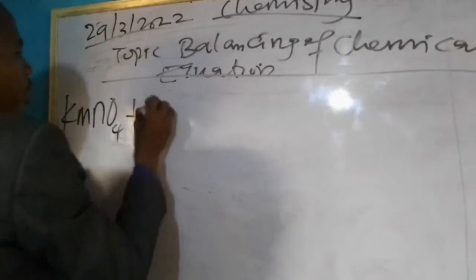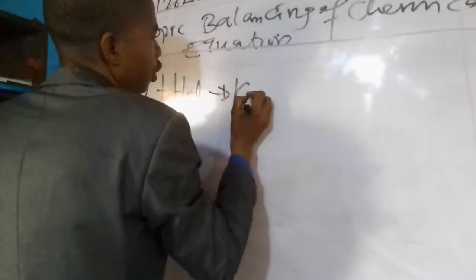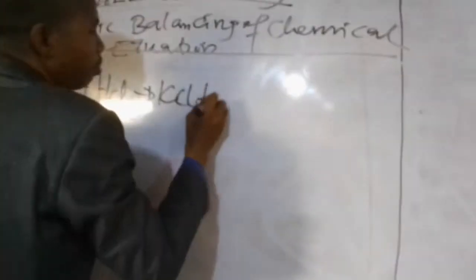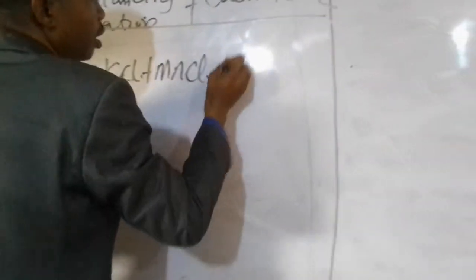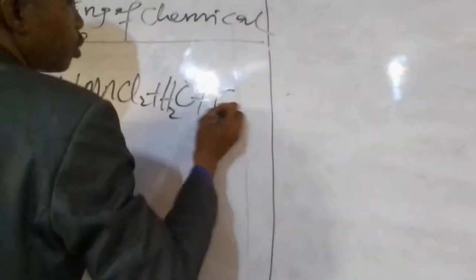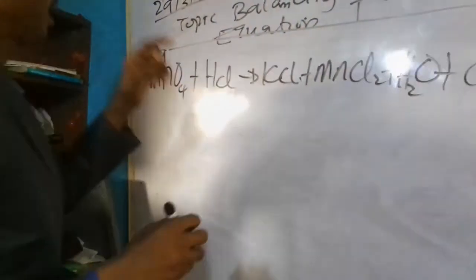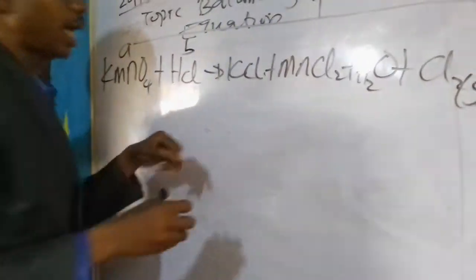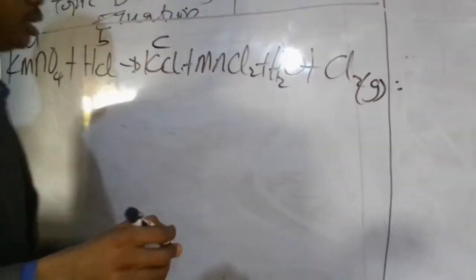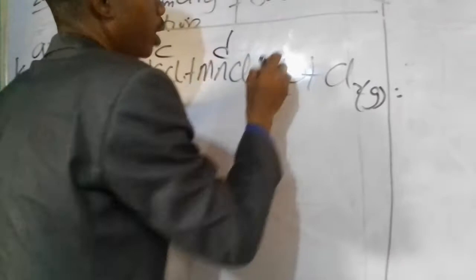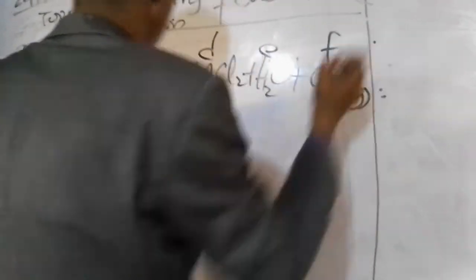How to balance potassium tetrahydromanganate 7 combined with hydrochloric acid forming potassium chloride plus manganese chloride plus water and plus chlorine gas. How do we balance it? Call potassium tetrahydromanganate, all the elements here, A. Hydrochloric acid, call it B. Potassium chloride, C. Manganese chloride, D. Water is E and chlorine gas is F.